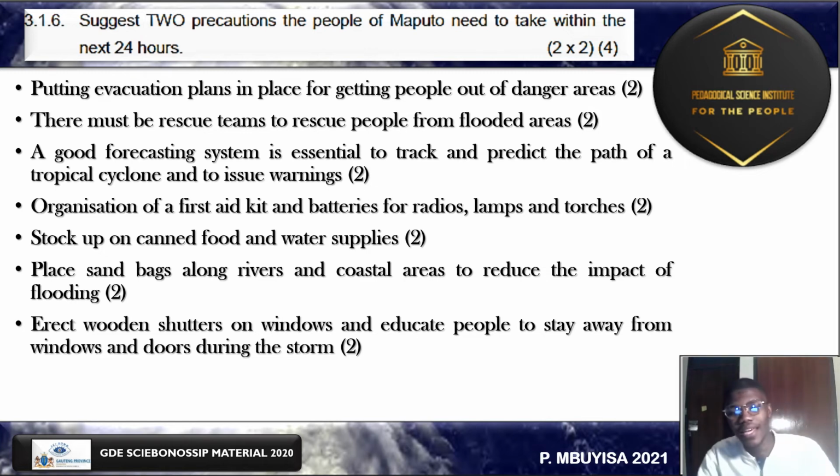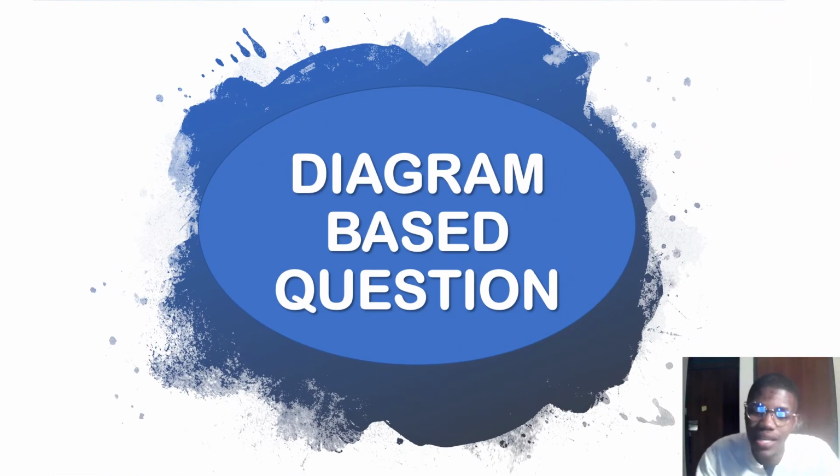And again, erect wooden shutters on windows and educate people to stay away from windows and doors during the storm, because they may be hurt. So stay under a very hard surface. So some people choose to stay under tables. Okay, and the logic behind it is that the table is strong and rigid, so they can be protected in case some things fly through the windows into the house. Yeah, so put those precautions, and that's how you address it. So you need to be in a position of being able to provide some of these solutions.